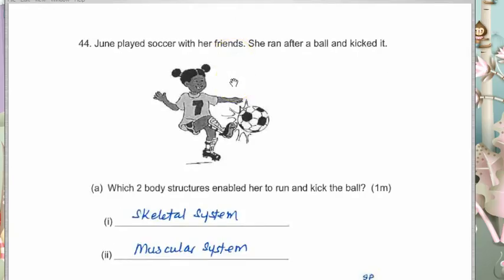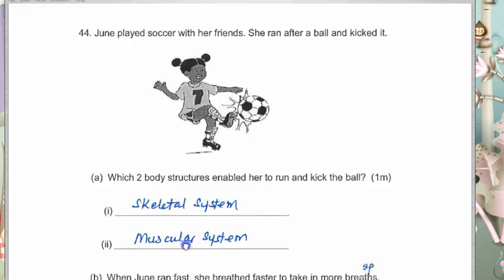Now this girl is playing soccer with her friend. She ran after the ball and kicked it. Ran means she moved, kicked it, right? The ball came to her, she responded, she kicked it. Okay, what body structure enabled her to kick the ball? The skeletal system or muscular system.